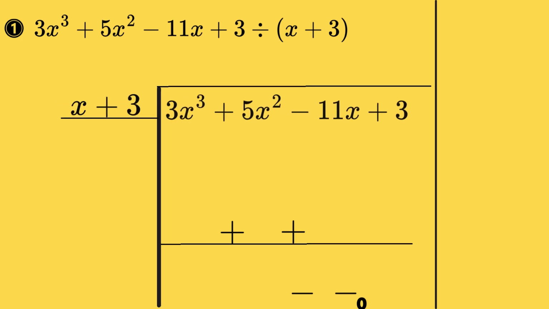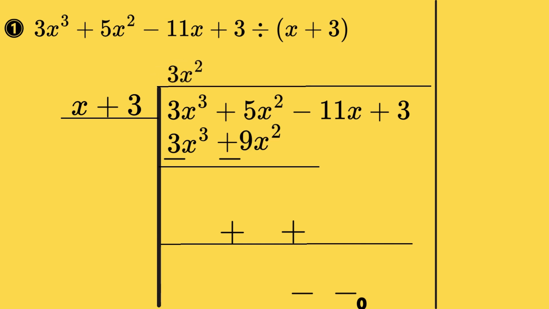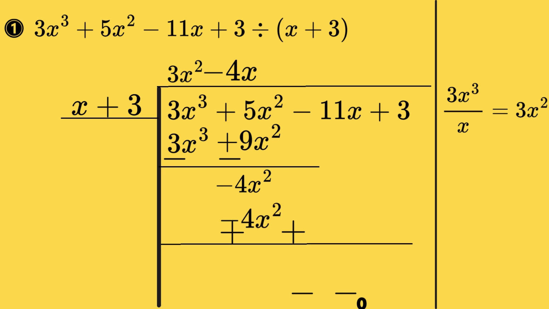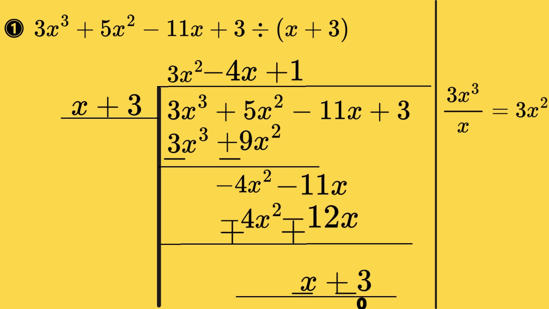Let's look at our first problem, which is 3x cubed plus 5x square minus 11x plus 3 divided by x plus 3. So we will first divide the first term of the dividend, that is 3x cubed, by the first term of the divisor, that is x, to give us 3x square. Now we will put the 3x square as a quotient.